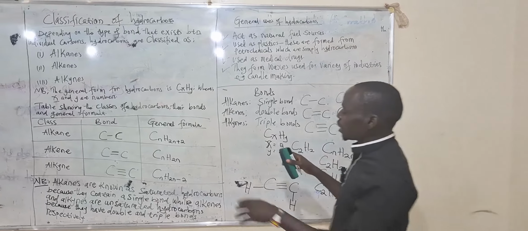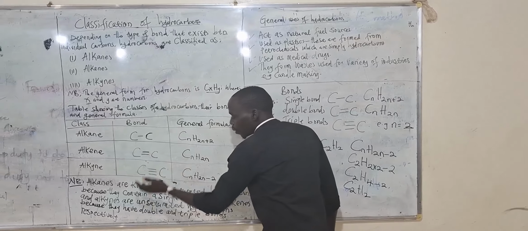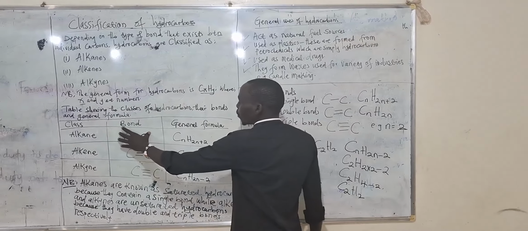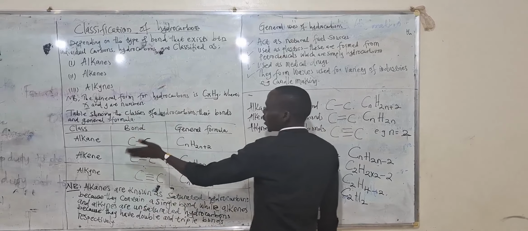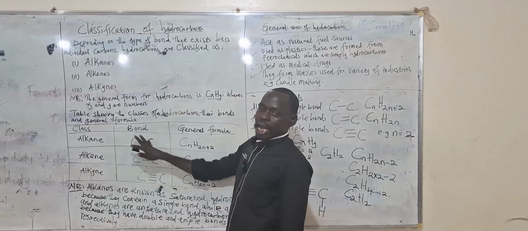This is the chemistry you have to take seriously, this NB. The ones which have double and triple bonds, we call them unsaturated hydrocarbons. But for this one, we call them saturated hydrocarbons. We shall see how saturated they are. We shall simply see that this one will have more hydrogen atoms.